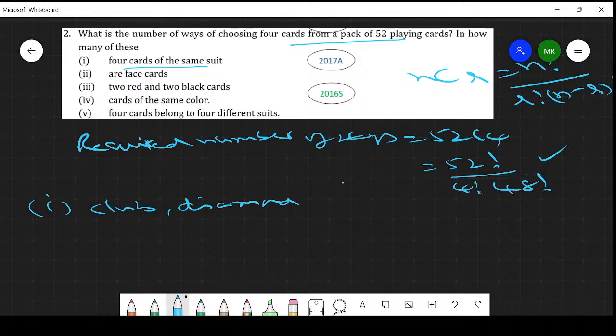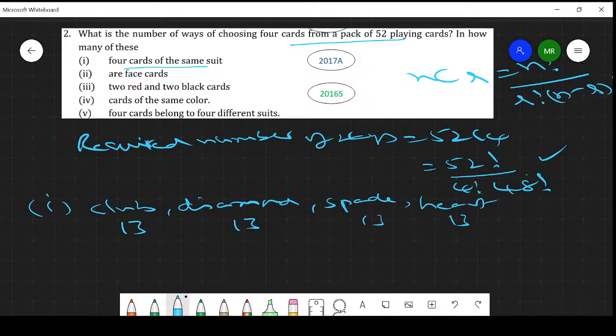Club, diamond, spade, heart, correct? And heart also will be there, right? Each one 13, that will be each one 13. So this also 13, this also 13, this also 13. We have club also 13. Each one 13 will be there.